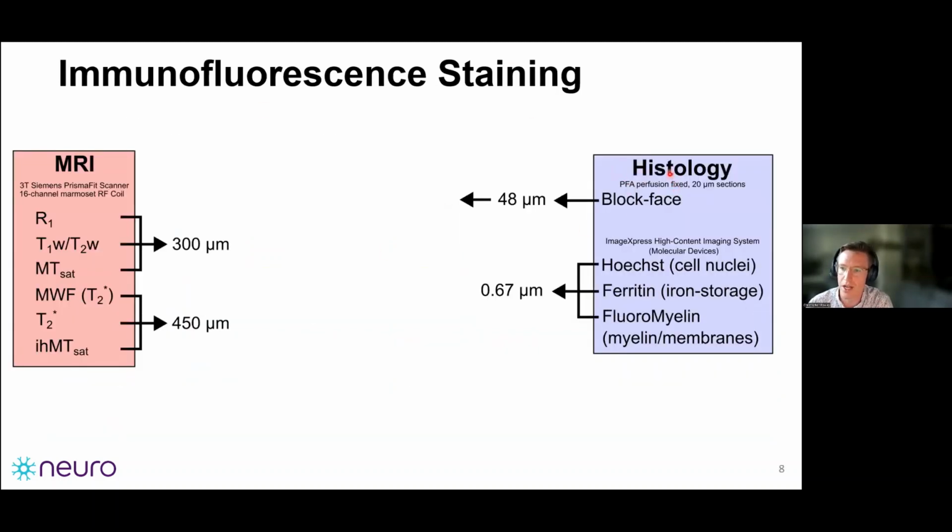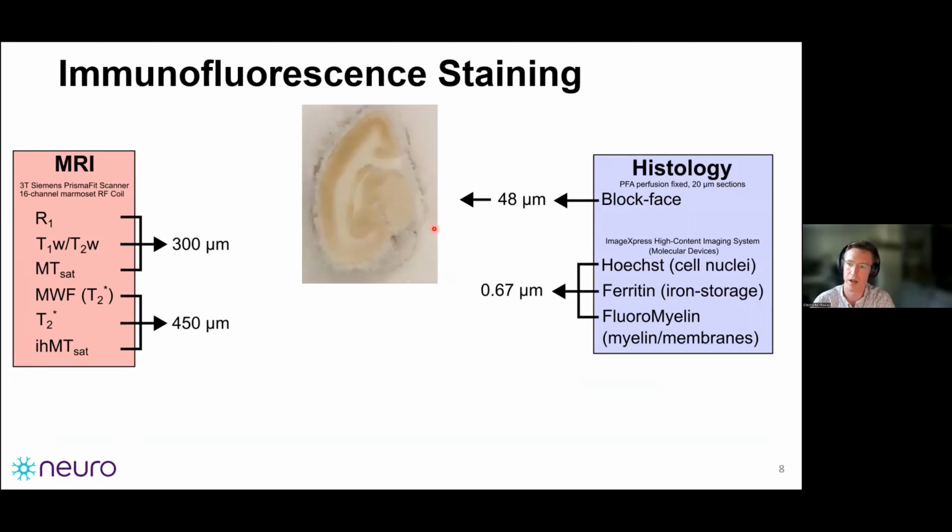For the histology aspect, we acquired block face images to help with the registration. We sectioned the whole brain on one hemisphere, and every time we took a section, we took a photograph from on top to help with this registration. So here's an example photograph of the brain.